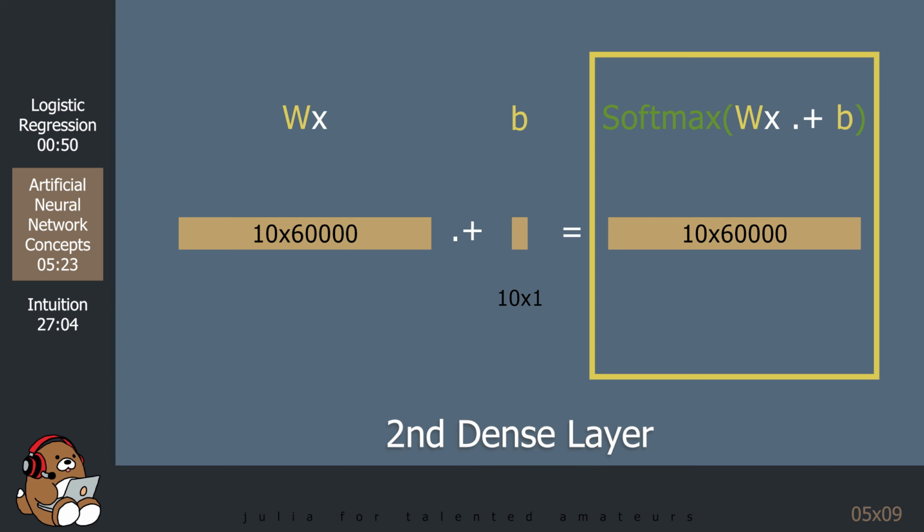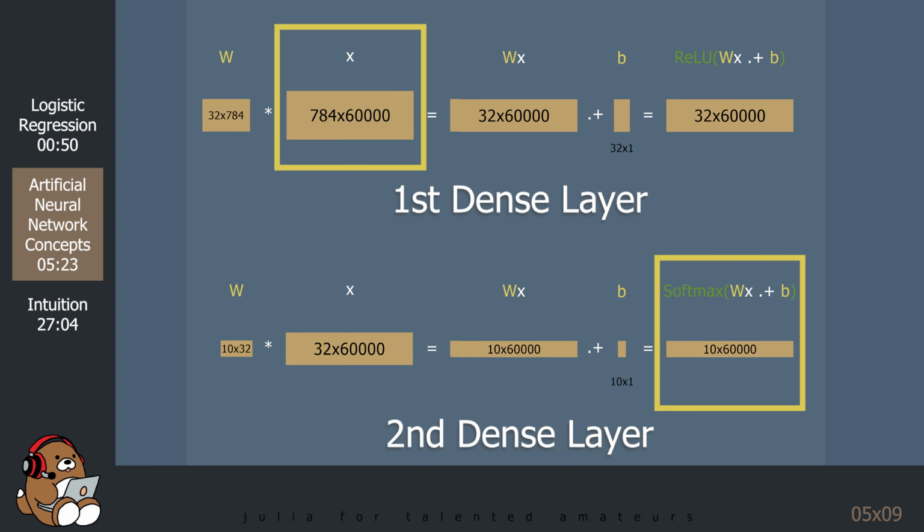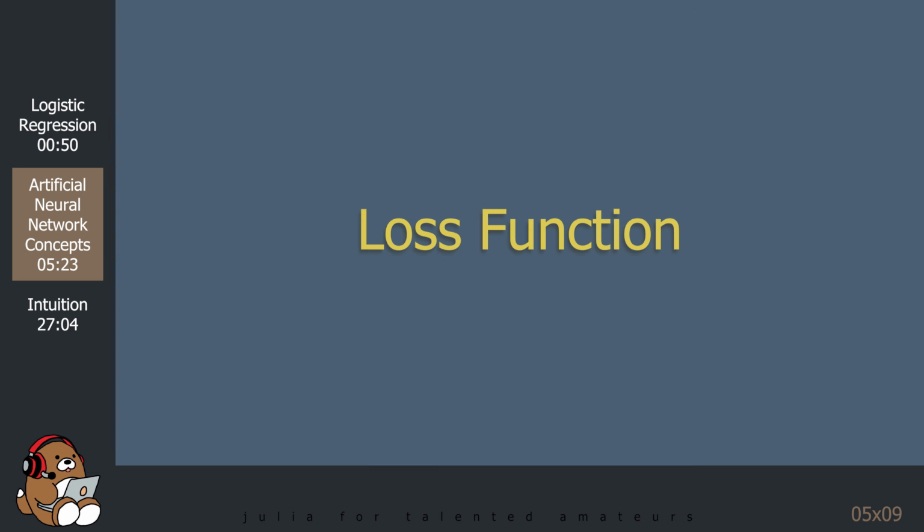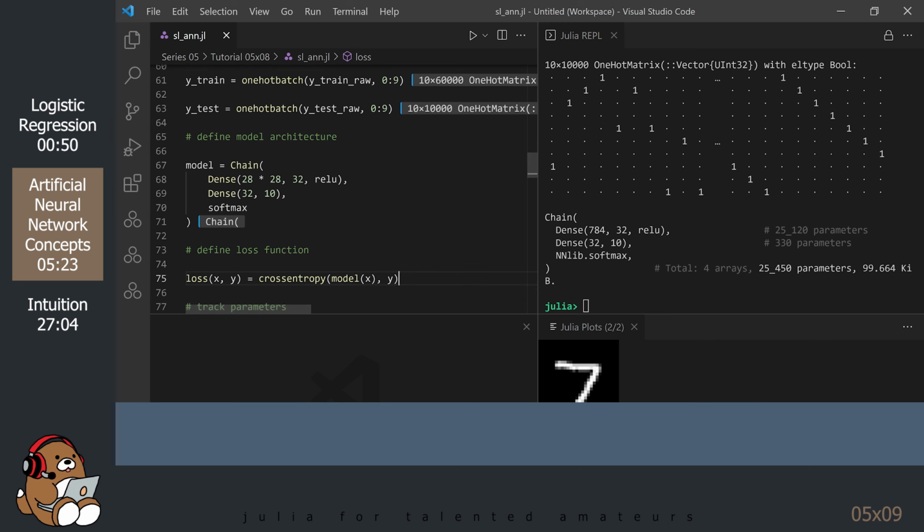This result is then passed through the softmax function, which results in output values between 0 and 1, with each column adding up to 100%, but without any changes to the matrix shape. And now you know why we converted the labels into a one-hot matrix that is 10 by 60,000. And you also know how our model converted a 784 by 60,000 input matrix into a 10 by 60,000 output matrix. Let's move on to the loss function.